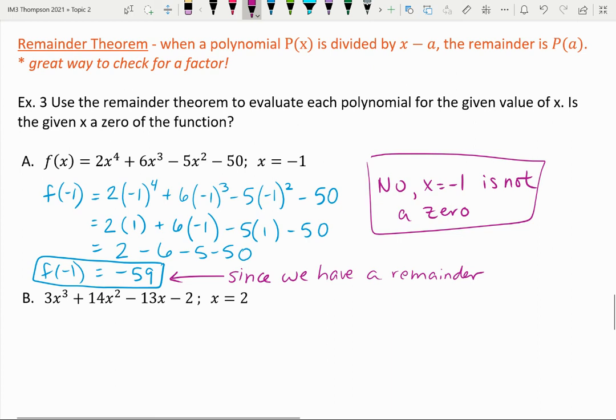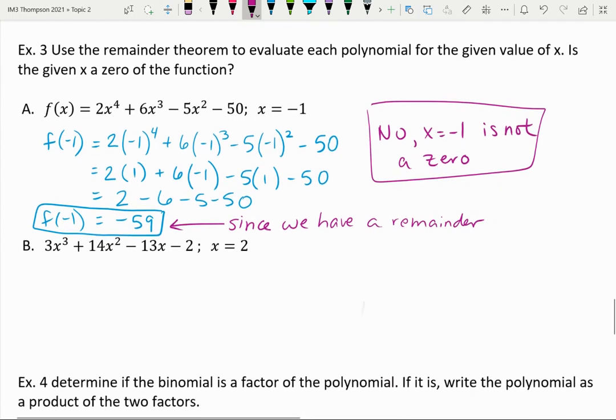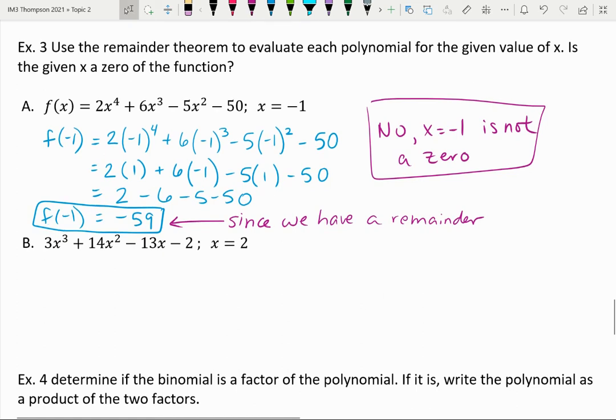We're learning 3 methods, which we're going to expand upon in our next section, to help us find factors and find zeros. Long division, synthetic division, and the remainder theorem. So for the remainder theorem, all you have to do is plug in that value of x, see if you get 0 or something that's not 0. So go ahead and try problem B.